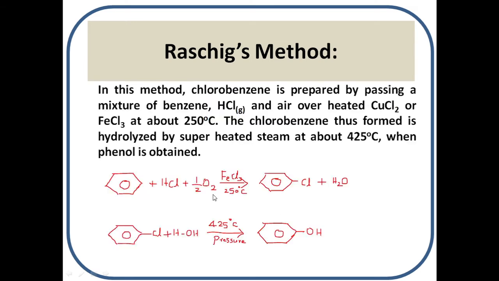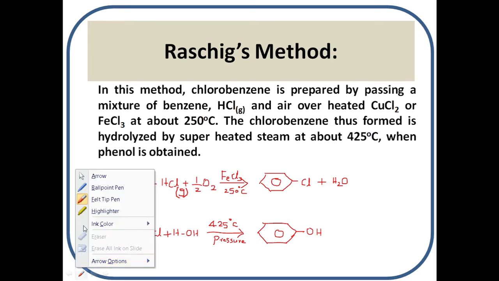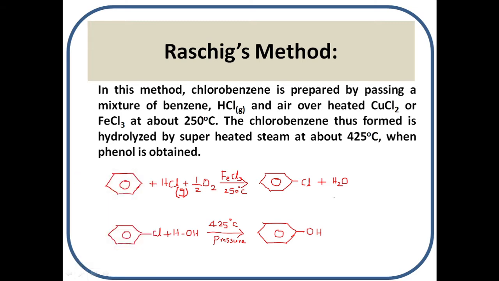when phenol is obtained. The entire reaction may be depicted like this: benzene with HCl, of course HCl is in the gaseous phase, and in the presence of oxygen, and our catalyst is ferric chloride, temperature 250, we are getting chlorobenzene. This chlorobenzene thus formed, when superheated steam is passed, say at a temperature of 425 degrees Celsius, and under pressure, phenol is obtained.